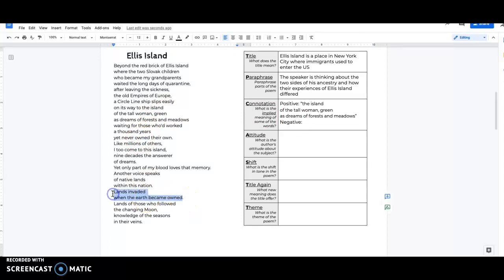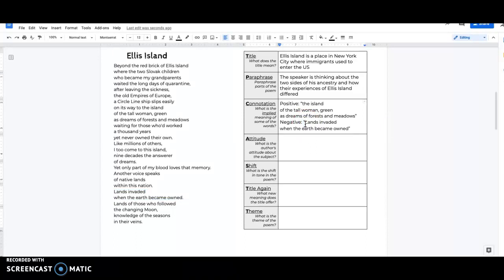If I wanted to pick something with a negative connotation, I might pick this line, lands invaded when the earth became owned. So the idea of something being invaded tends to be negative. You very seldom hear someone use that particular word in a positive way. So connotation is like the common meaning that's understood by words. So we have one of positive, one of negative.